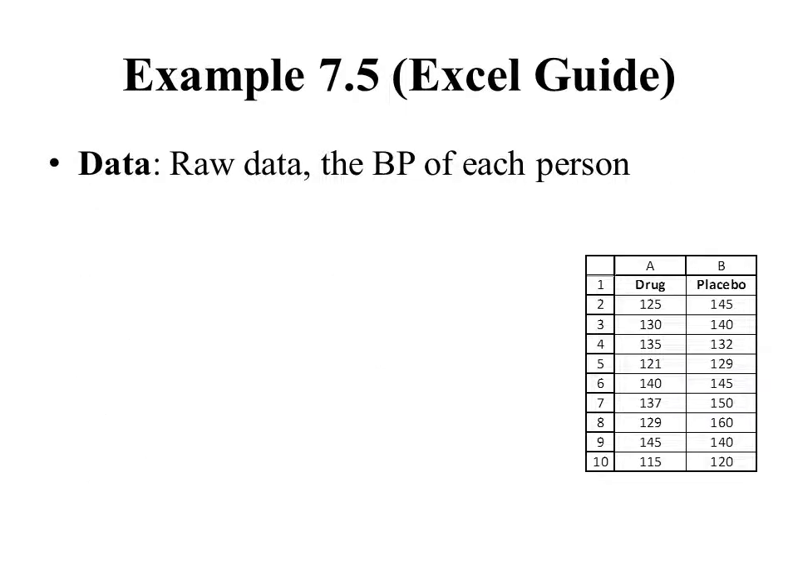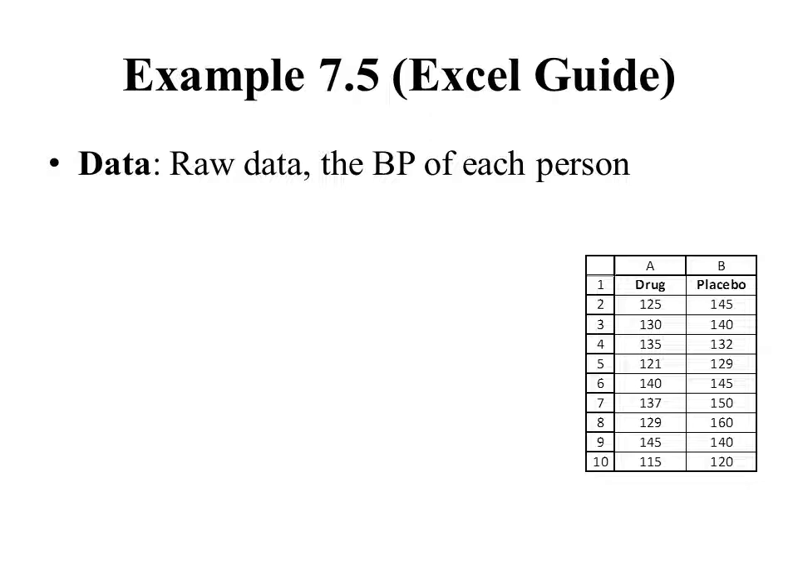Now, a difference between this example and the previous example is that in the previous example we were given simply summary statistics from our data. We were given just the sample mean and the sample standard deviations. But in this example we're given the raw data. This raw data says that the first person on the drug had a blood pressure of 125. The second person on the drug had a blood pressure of 130, and so forth. The first person on the placebo had a blood pressure of 145. The second had a blood pressure of 140, and so forth.